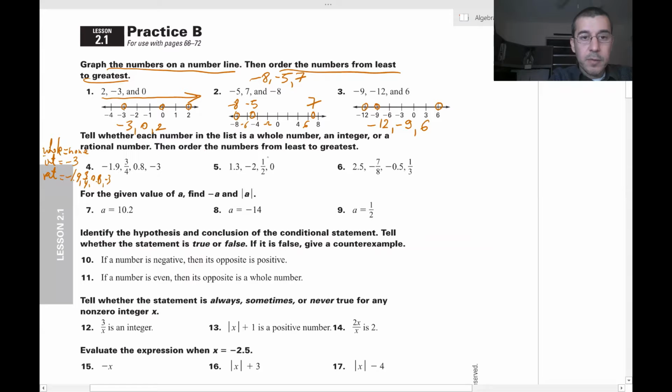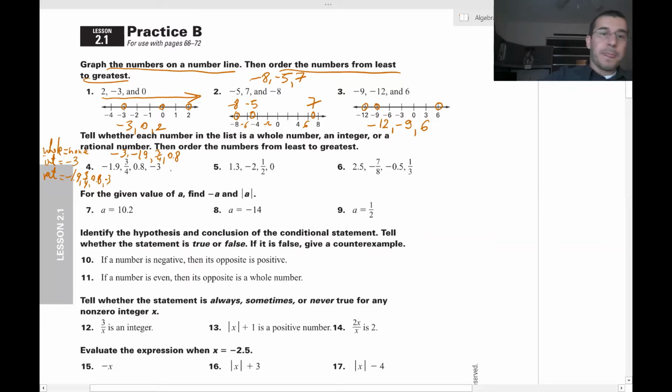Then order the numbers from least to greatest. So least, we have 2 negative numbers. -3 is to the left of -1.9, so -3 is the least. Then it's -1.9. And then 3/4 is 0.75, so that comes first, going to the right side, right? So it's 3/4 and then 0.8, because 3/4 is 0.75 and then 0.8.